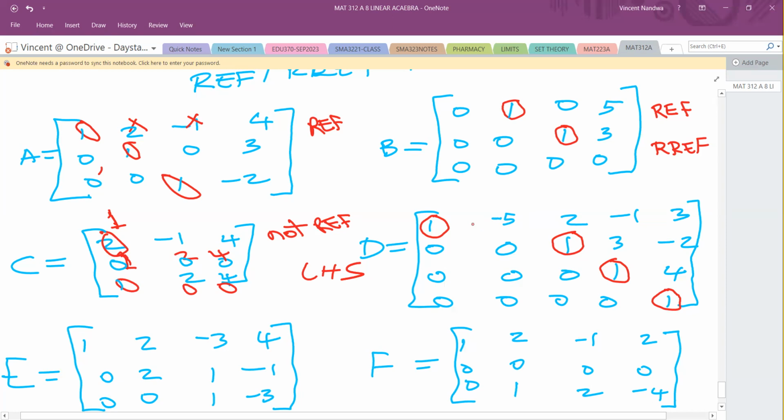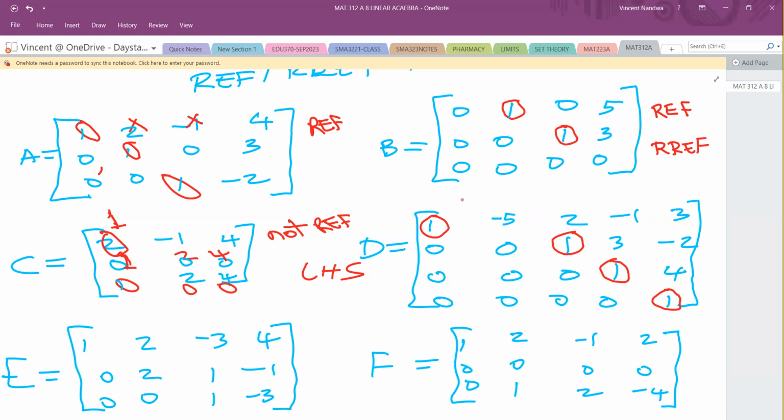Then the other thing is that for the other non-zero rows, their leading ones must always be to the right of the one in the top row. If you take the top row as a measure, each leading one must always be to the left of the leading ones of the lower rows, or the leading ones of the lower rows are to the right of the leading one in the top row. I don't know if I'm confusing you with the words left and right.